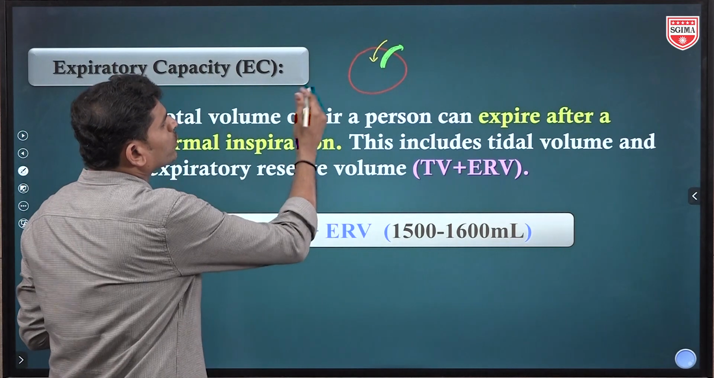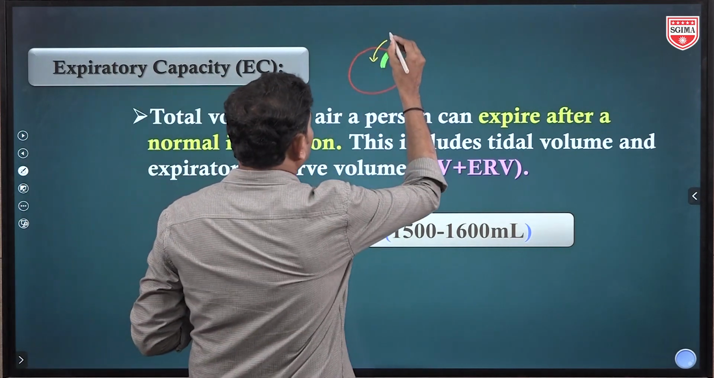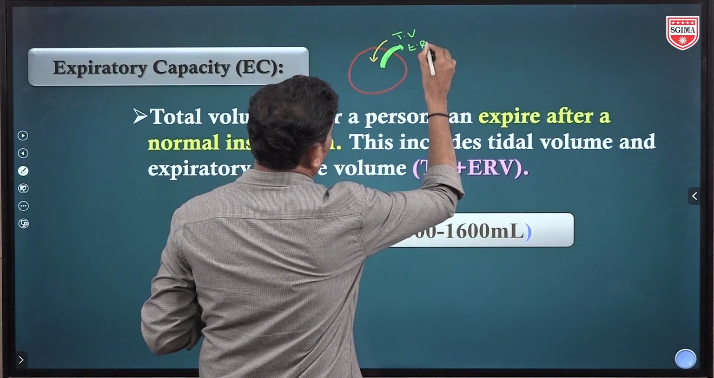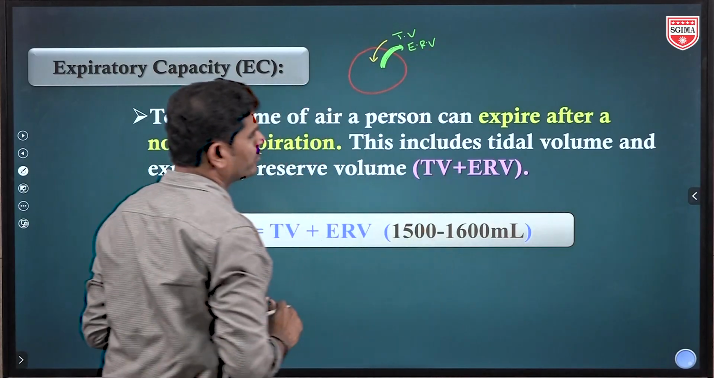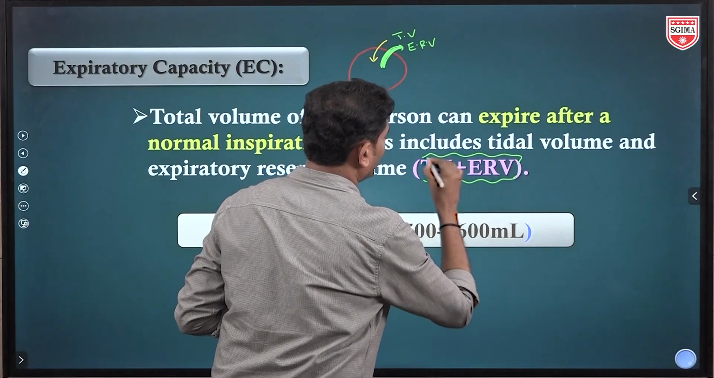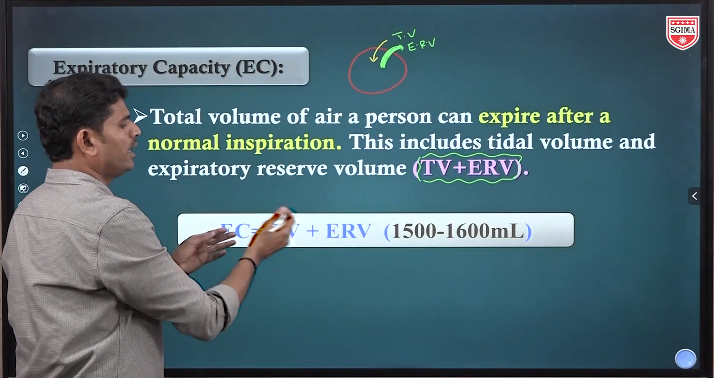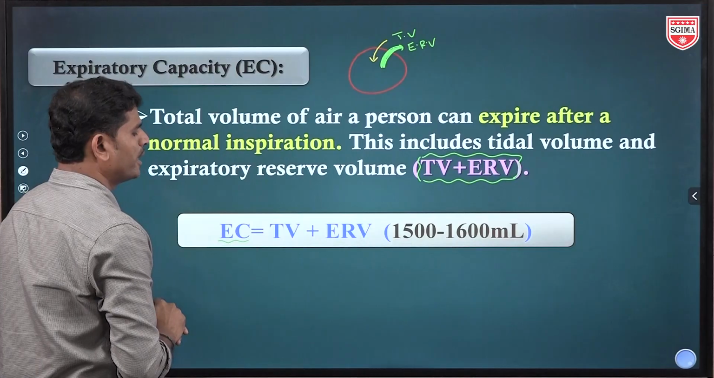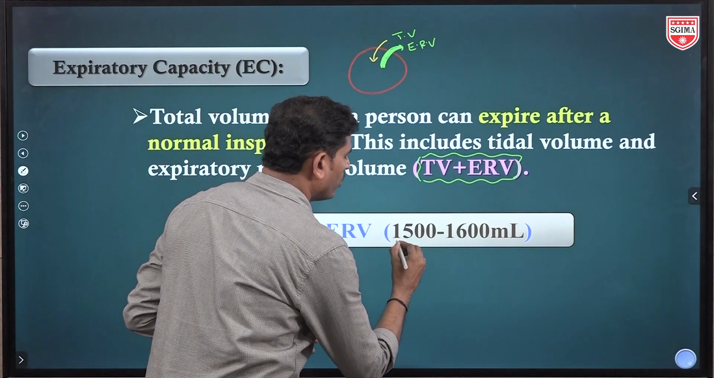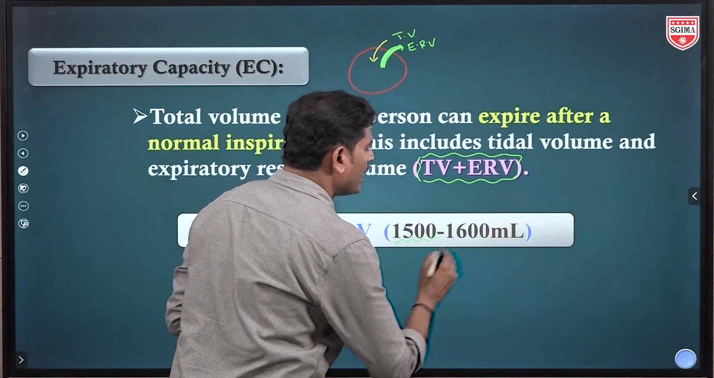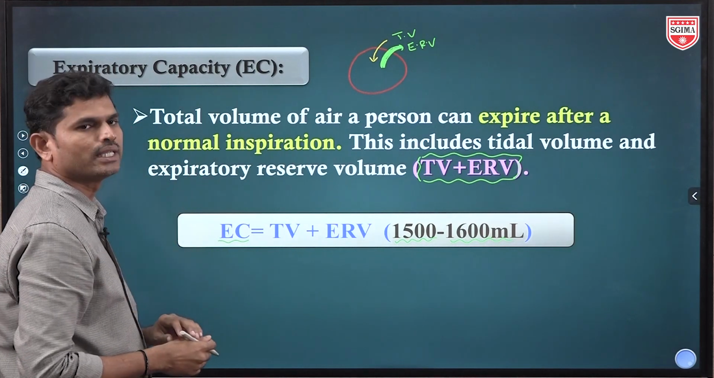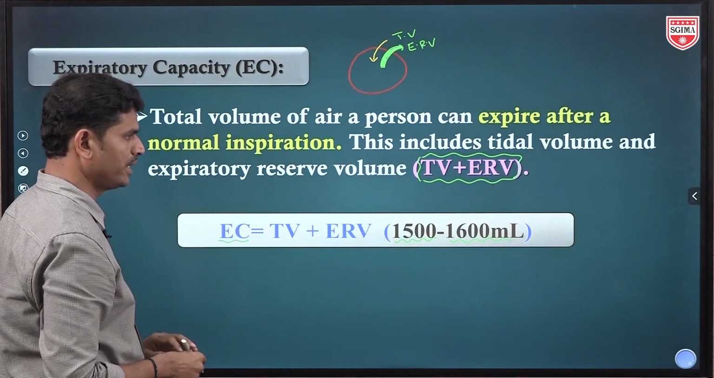So this is the total volume or sum of which one? This is TV, and this is ERV, expiratory reserve volume. Then TV plus ERV decides which one? EC, expiratory capacity. TV plus ERV, its total value is 1500 ml to 1600 ml. So the second capacity, EC, expiratory capacity, is completed.